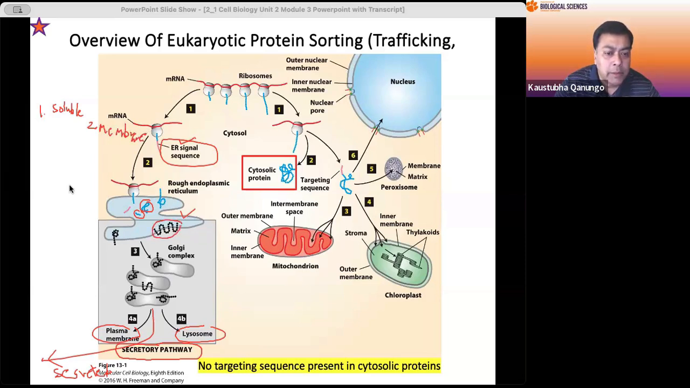I'm just drawing it in a different color. So you have a membrane protein here, you have a membrane protein here, you have a membrane protein here. So you have soluble and membrane proteins. Now, in between these two, they also have several destinations.